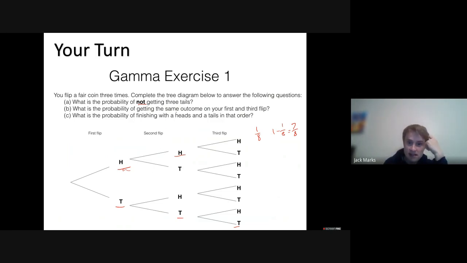What's the probability of getting the same outcome on your first and third flip? Well, just think about how it could happen. Heads, and then heads at the end. So it could be heads, heads, heads. But the middle one's not important. So you could also have heads, tails, heads. Tails to tails, well, there's 2. You could do tails, heads, tails, and tails, tails, tails. So it's a half. There's 4 out of the 8 options, and these are all equally likely if it is a fair coin.